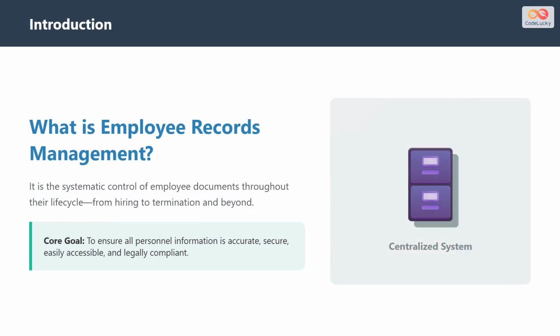First, let us define what we are talking about. Employee records management is the systematic control of all documents related to an employee. This covers the entire life cycle, starting from the moment a person is hired, continuing through their employment, and extending even after they leave the organization.